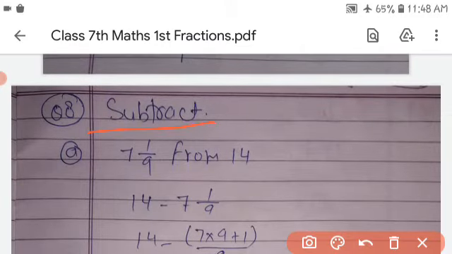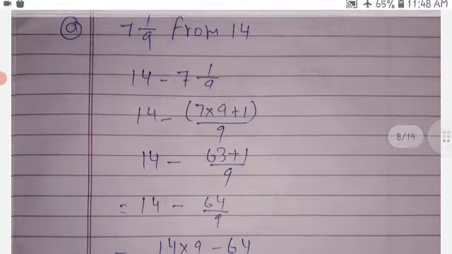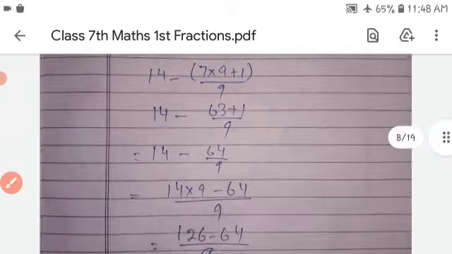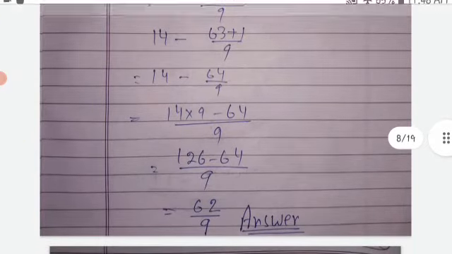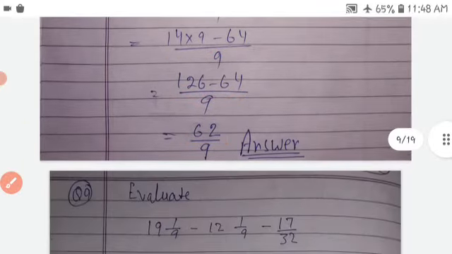Question 8. Subtract 7 whole number 1 by 9 from 14. Now 14 minus 7 whole number 1 upon 9. 7 times 9 is 63 plus 1, 64 upon 9. Now here it is 1. Now taking the LCM, it is 9. 14 into 9 minus 64 upon 9, 126 minus 64, 62 upon 9 is the answer.